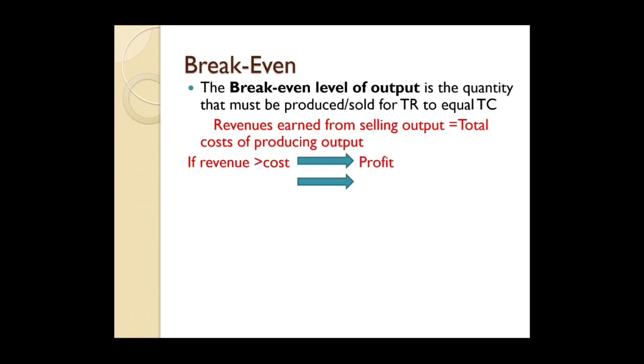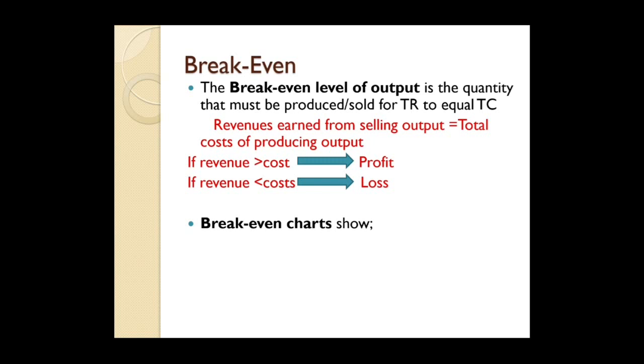So break-even level of output, I'm talking about the amount of goods, the quantity that must be produced by the business so that the total cost is equal to the total revenue. There is a simple rule here, as you all know: if your revenue is more than your cost, probably you will make profit. If your revenue is less than your cost, probably you are making loss. However, if your revenue is equal to your cost, we say you break even. There is no profit, there is no loss.